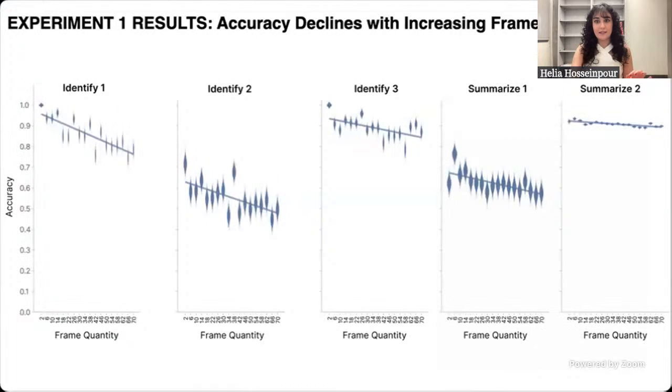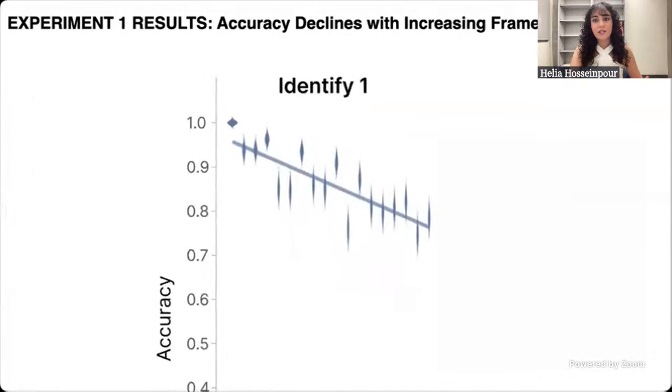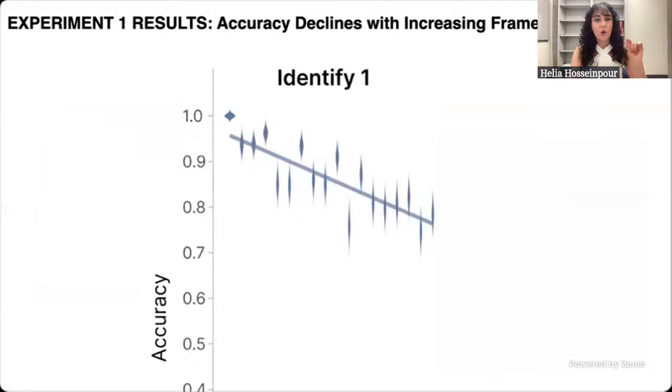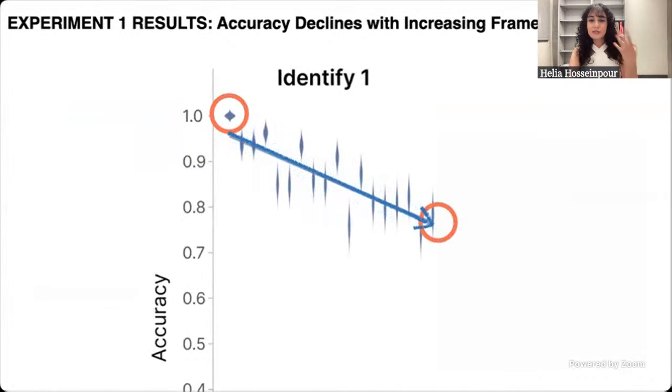Our core finding was that accuracy declined linearly as the number of frames increased across all tasks. For instance, for a task like Identify 1 here, finding the highest peak power with only 2 frames was easier to spot. But as we added more frames, up to 70, the task became much harder and participant accuracy dropped. And this linear decline reflects how difficult it becomes to maintain performance when the number of frames grows, supporting the visual search theory.